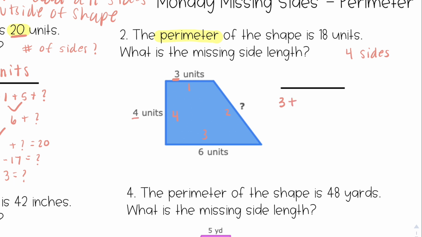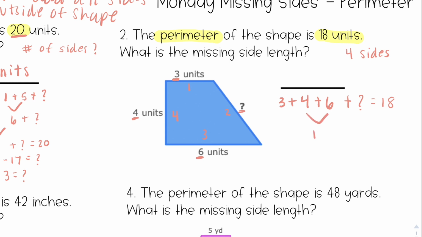I have 3 plus 4 plus 6 plus question mark because I'm missing that one side length. You can use another variable if you want. And I know that it's going to equal 18 total units. So I have an equals 18.